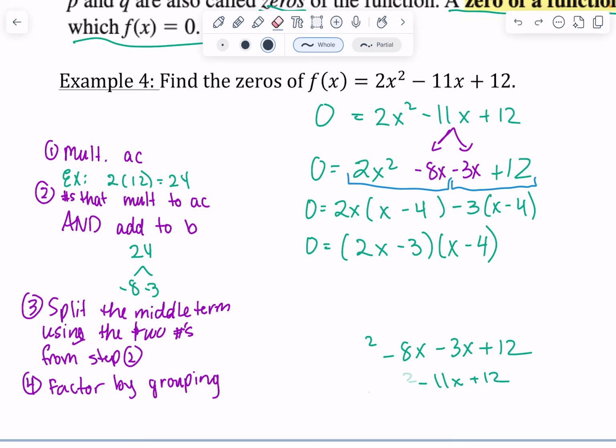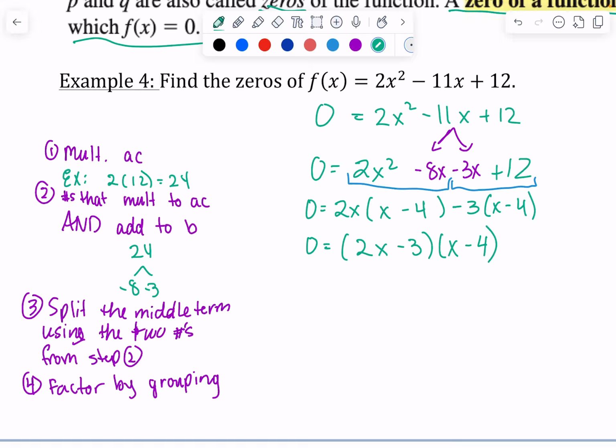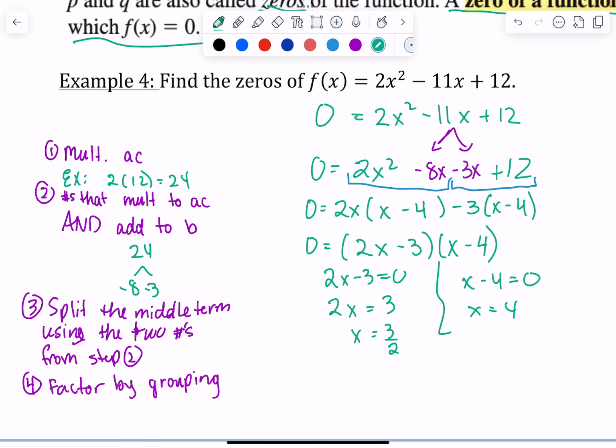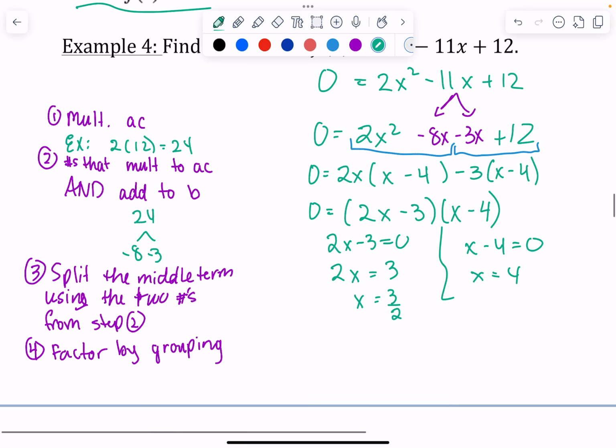Okay? Now that I have it factored and set equal to 0, I can use the zero product property. So if 2 quantities multiplied together equal 0, then either 2x minus 3 equals 0 or x minus 4 equals 0. So 2x equals 3, x equals 3 halves, x equals 4. So our 2 zeros are 3 halves and 4. Alrighty.